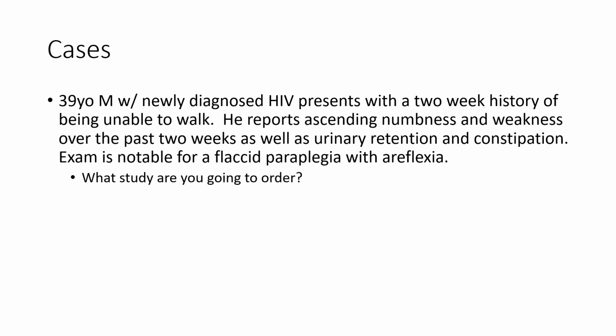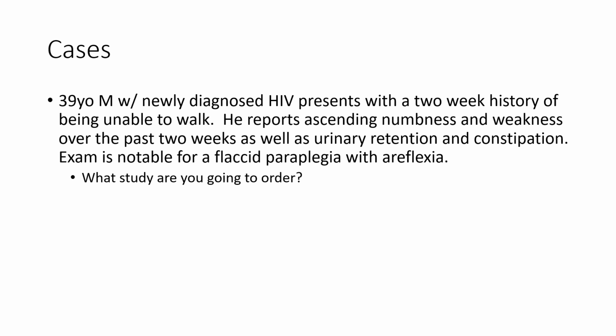So to answer this question, we first have to think about localization. The flaccid paraplegia and areflexia might suggest a peripheral nervous system disorder like Guillain-Barré syndrome, but we've been given the extra information that he has urinary retention and constipation. And this really only happens with myelopathy.